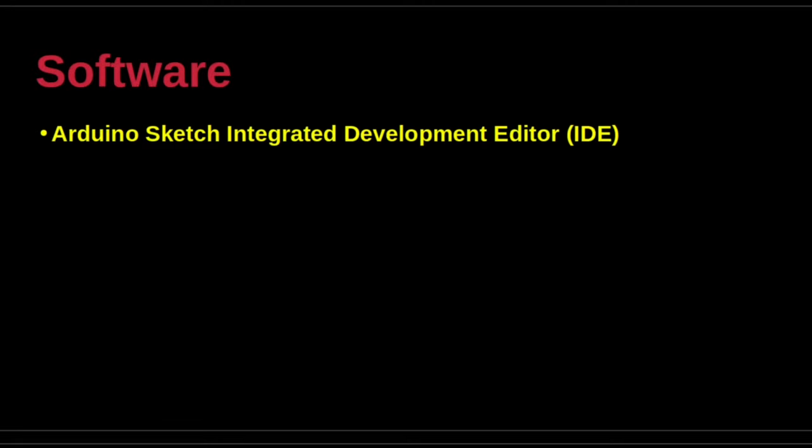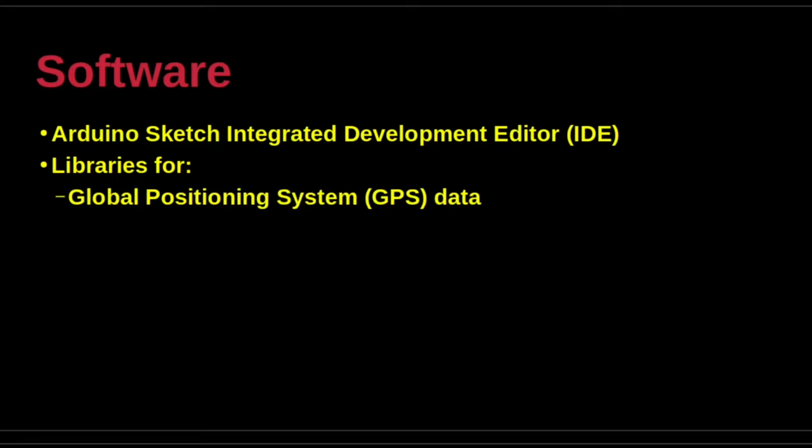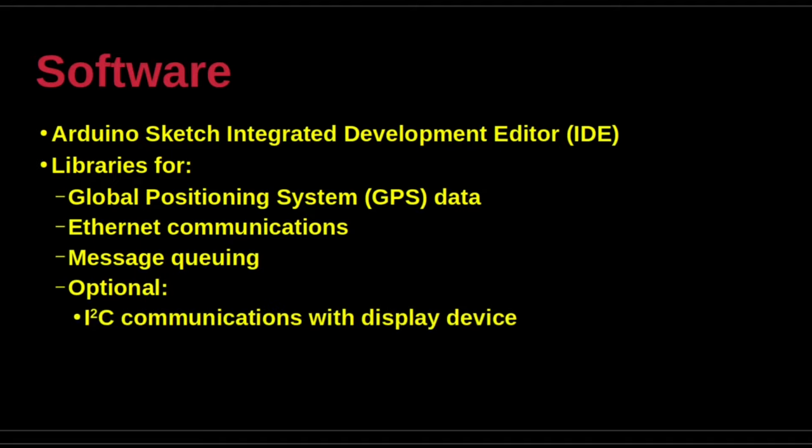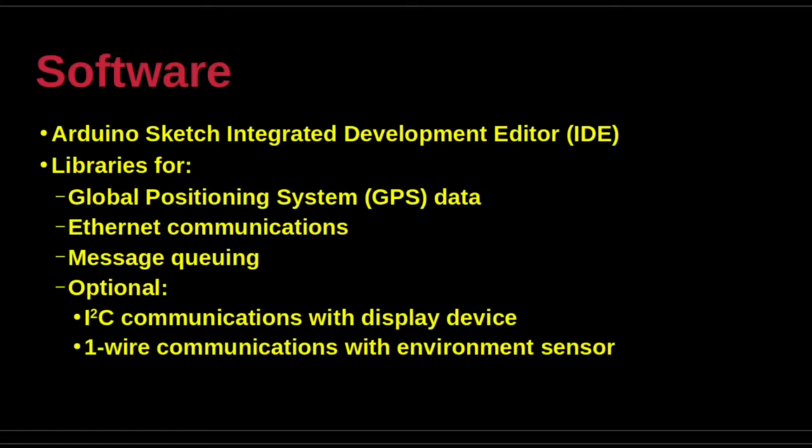The minimal software for the project consists of Arduino Integrated Development Editor, IDE, software libraries for GPS data, Ethernet, publish message queuing. The other libraries are required only if corresponding components are deployed. I2C for the RGB LCD display, one wire for the temperature and humidity sensor. The light-dependent resistor does not require any software library since the assigned analog pin is read directly for the current value of illuminance.